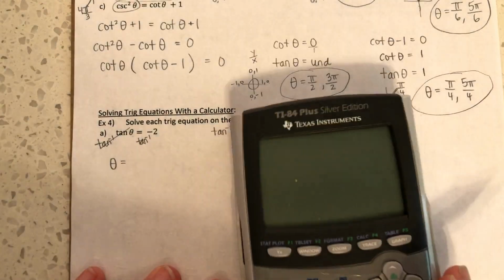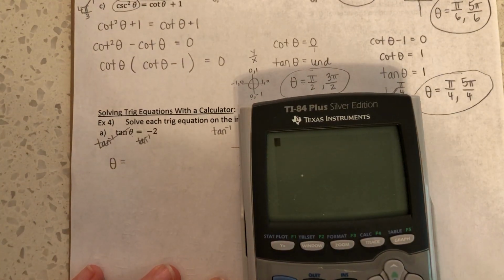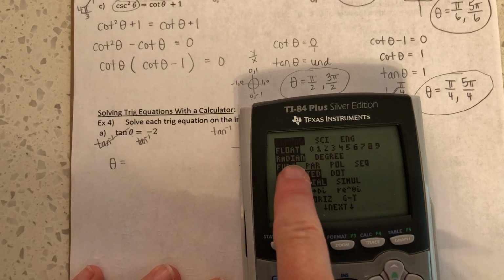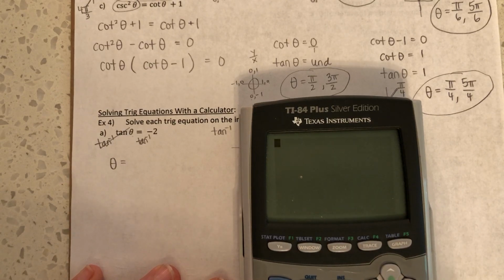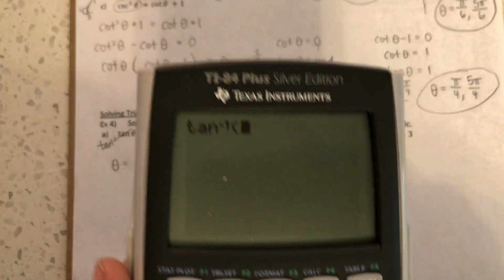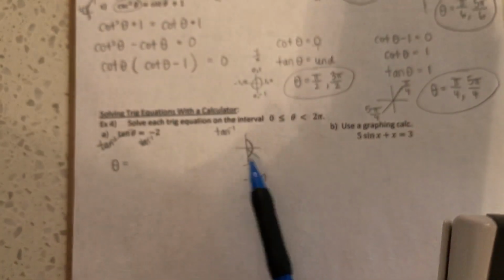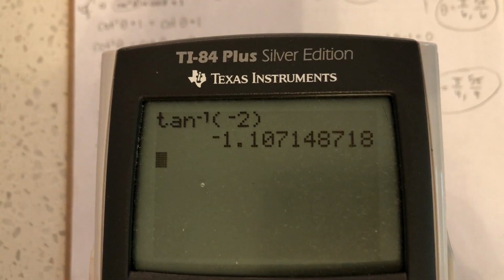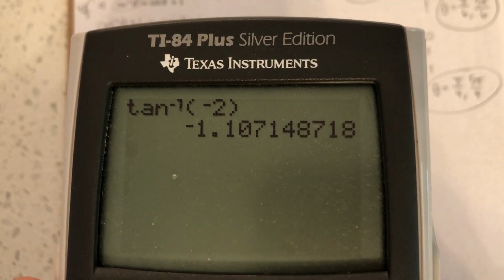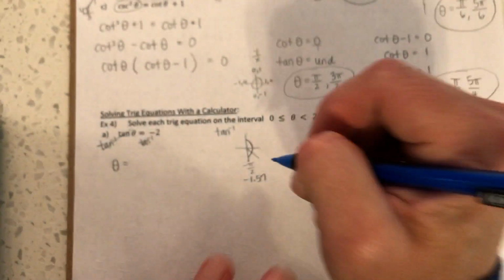So ask your calculator. Make sure you're in radian mode. All right. Go to mode and make sure you are in radians because they want it in radians. Okay. All right. And now ask your calculator what is the inverse tangent of -2. And then watch, it's going to give you some number between 0 and -1.57. Okay, -1.1071. I'm going to keep 4 decimal places.